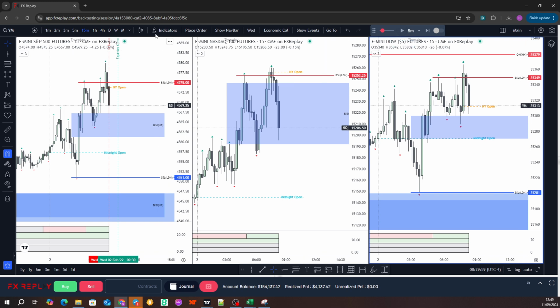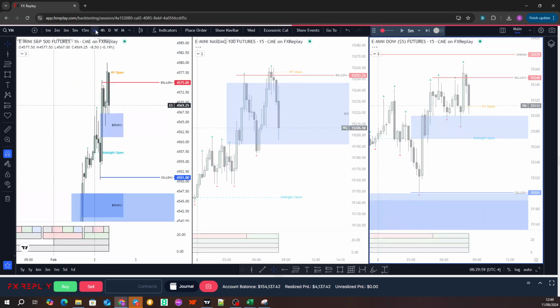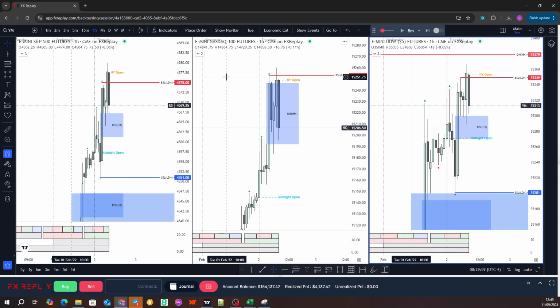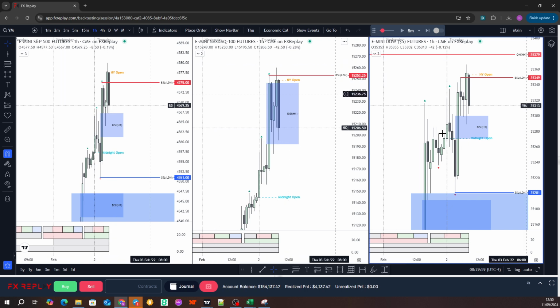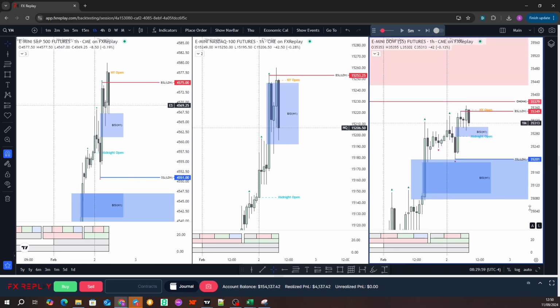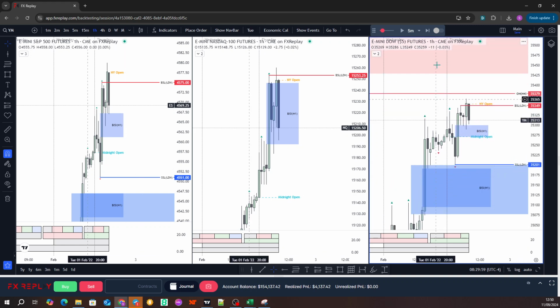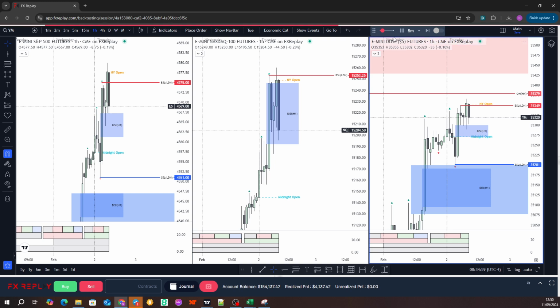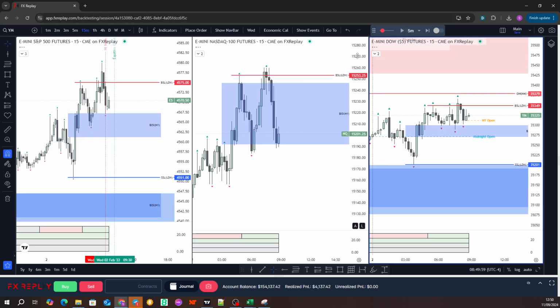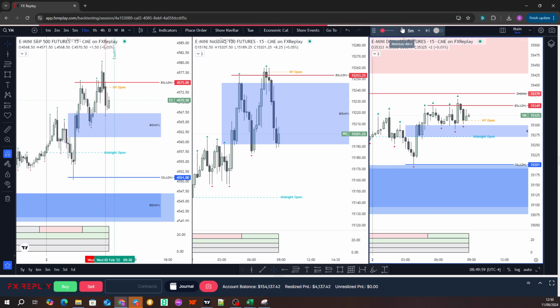So let's unpack. Price has traded into BISI, rejected. Some of the bodies of the candles have closed below CE. I need to see a run below the previous day's low, which is increasingly unlikely. Okay. Oh, I'm still on the hourly.